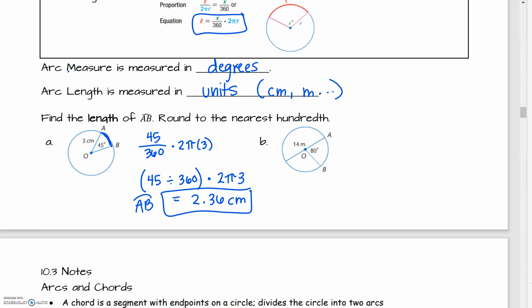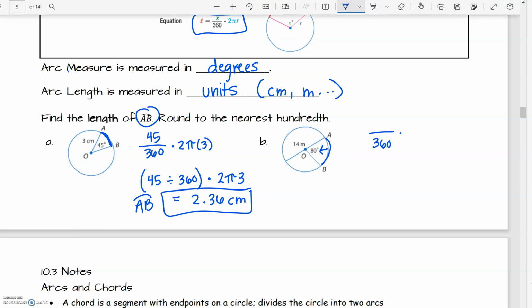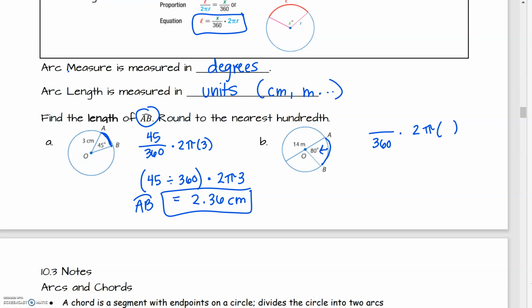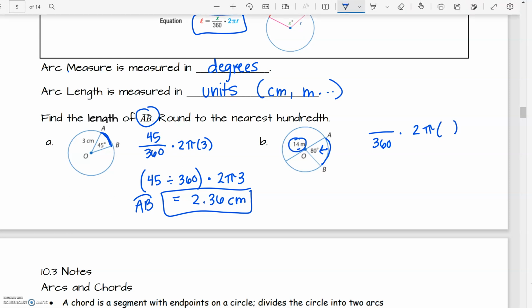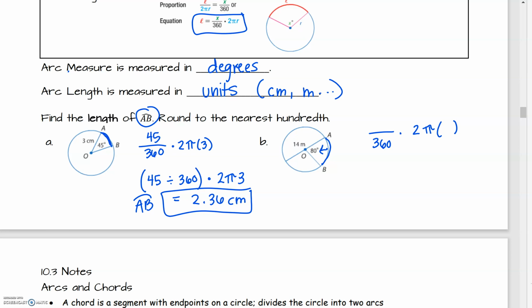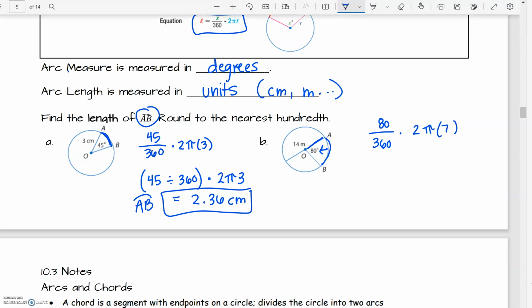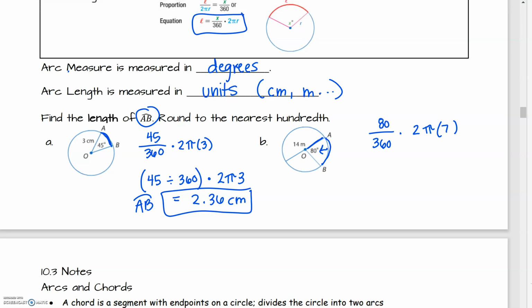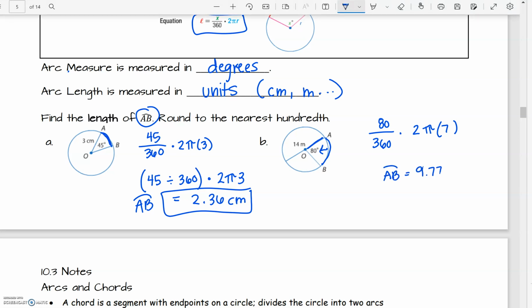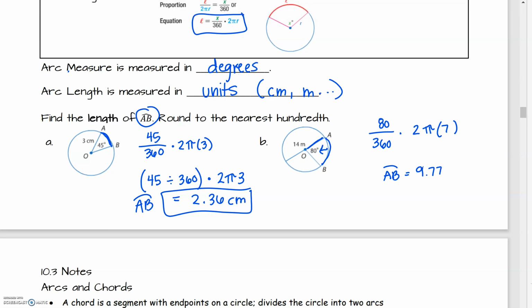So for this one, I want you to go ahead and do this one. Go ahead and put your degrees. Again, we're finding AB on this one as well. So it's across from, there's your 80. So put your degrees over 360 and then take it times 2 pi, and then our radius, make sure that you get radius, not diameter, because 14 is the whole length. And we only need the radius, which is going to be half. So go ahead and type this into your calculator and check your answer with what I have. And double check that you got 9.77, and this is meters since it has meters right there for the units.